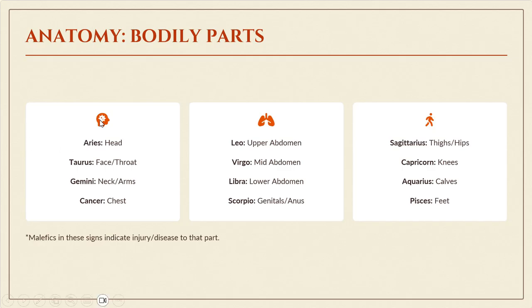Now this tendency of getting a problem in the head becomes stronger. So at least, if 2 out of 3 characteristics are saying that you will get a head injury, then you are likely to get a head injury. But if out of 3, one is saying head injury and the other 2 are showing something else, then you might not get a head injury.